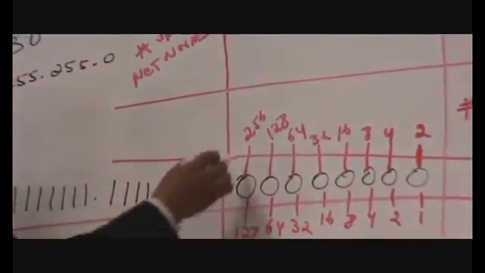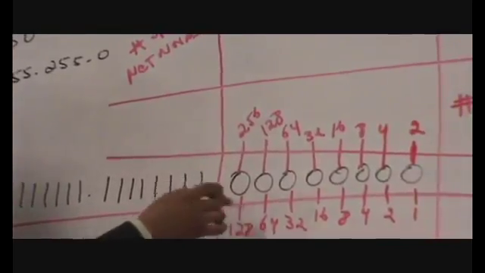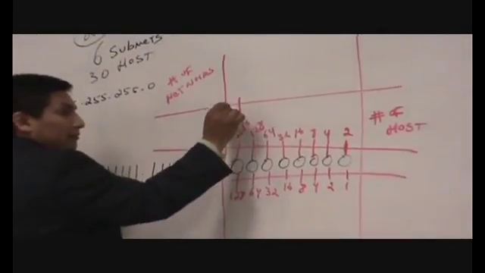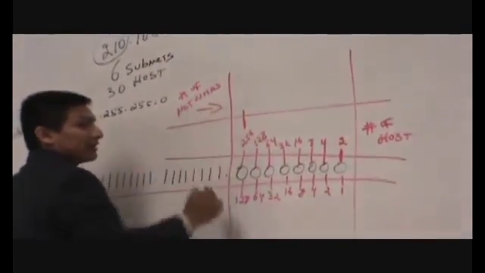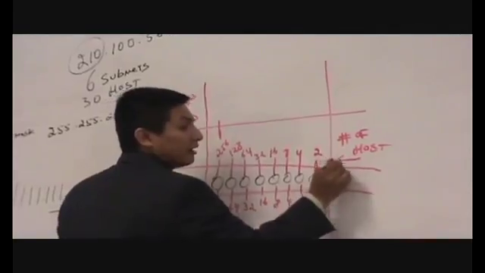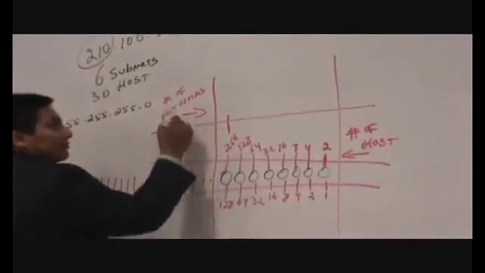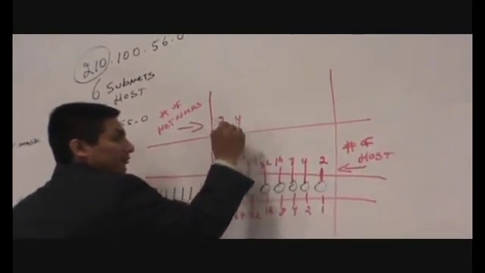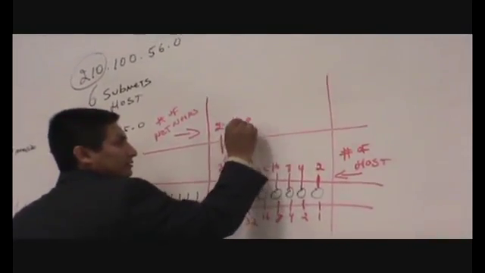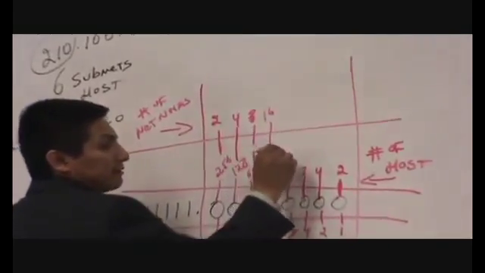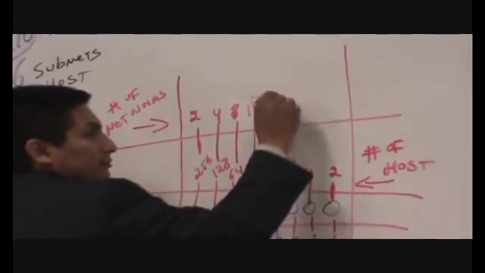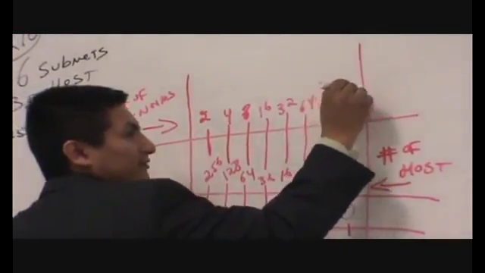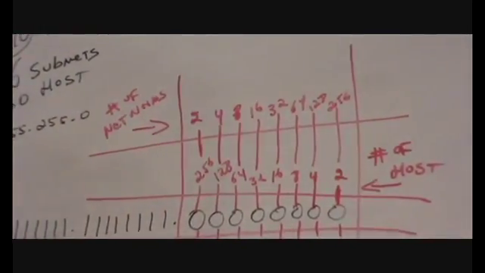All right. And then I'm gonna write the same values up here, but I'm gonna start counting the number of networks in that direction. So the number of hosts you begin counting in this direction, and the number of networks you begin counting in that direction. 2, 4, 8, 16, 32, 64, 128, 256. All right.